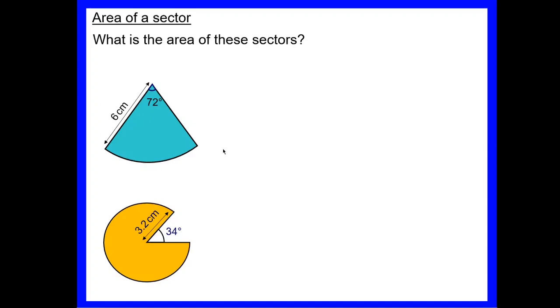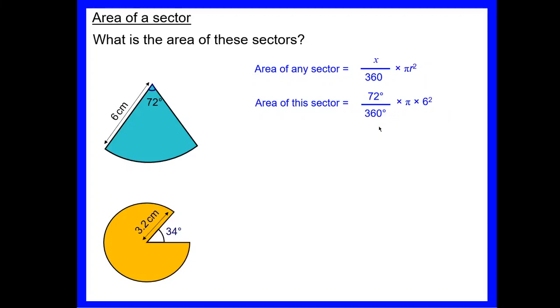So for these two, we want to find the areas of these sectors. Our first one, we've got 72 degrees and a radius of 6. Our formula, remember, is our angle over 360, the fraction of the circle, of the area of the circle. So x is going to be our 72 and r is our 6. We substitute those into the formula first. Now we can type that into our calculator. If you know where your fraction button is, you might want to use that to do your 72 over 360. If not, remember 72 divided by 360 is the same. Then times pi times 6 squared, don't forget your squared.